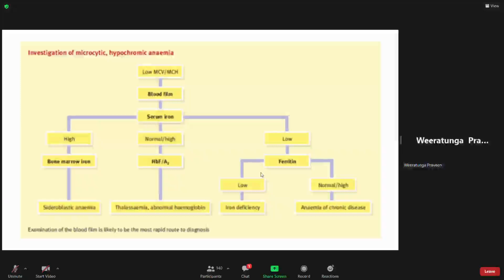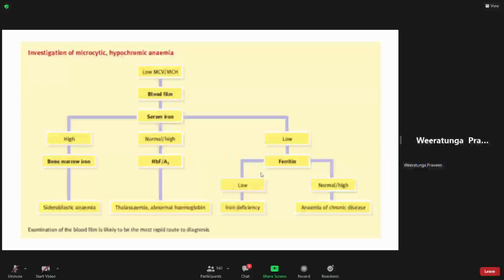There are 2 reasons for that. Write that down if somebody asks in the long case. One, ferritin is an acute phase reactant. So whenever there is inflammation, the ferritin goes up. That is one reason for the ferritin to be high.